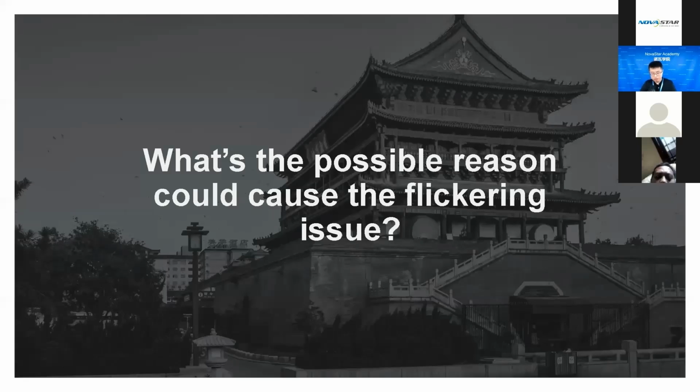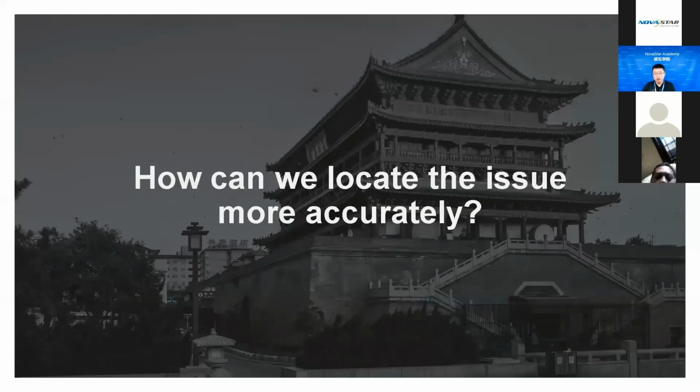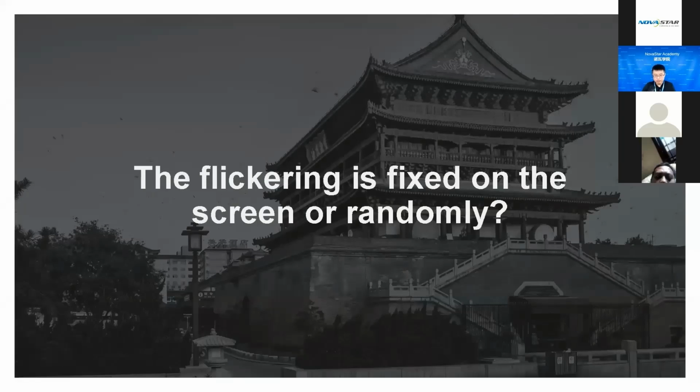What's the possible reason that could cause the screen flickering issue? A lot of reasons. It looks very complex, and we have a method and a solution to help you make this simple and easy to troubleshoot. So how can we look at the issue more accurately and easily? The first step is we have to verify if the flickering is fixed on the screen or if it is random.